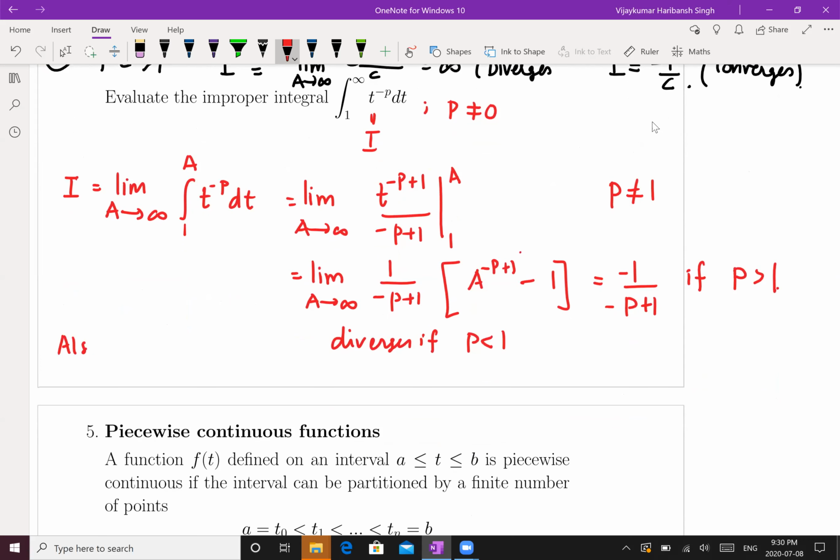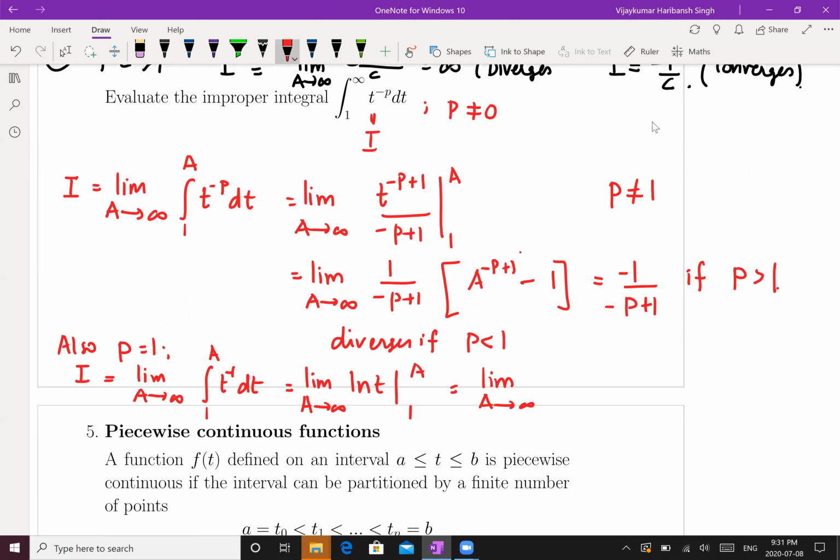Also, now let's deal with the case when p equals 1. I equals the limit as a goes to infinity of the integral from 1 to a of t to the power minus 1 dt, which is ln of t from 1 to a, as a goes to infinity. This is going to be the limit as a goes to infinity of ln a minus ln 1, which diverges.